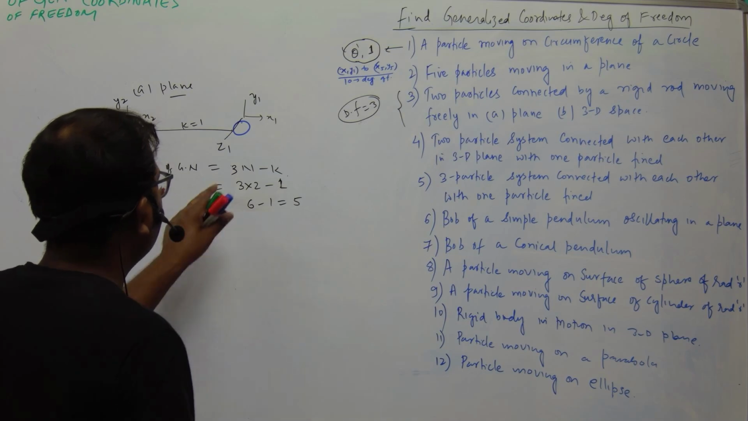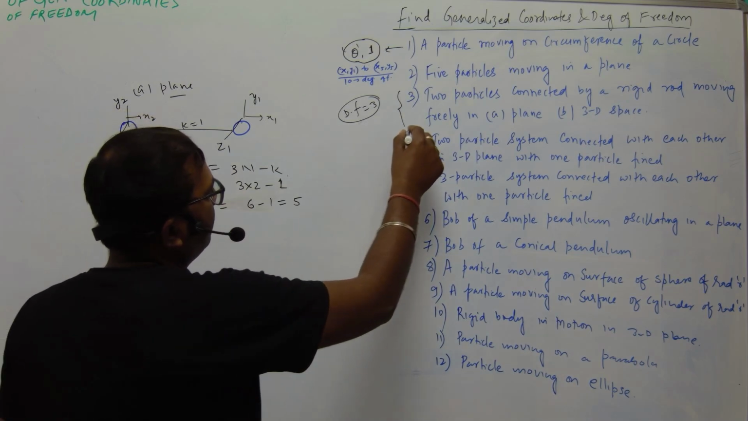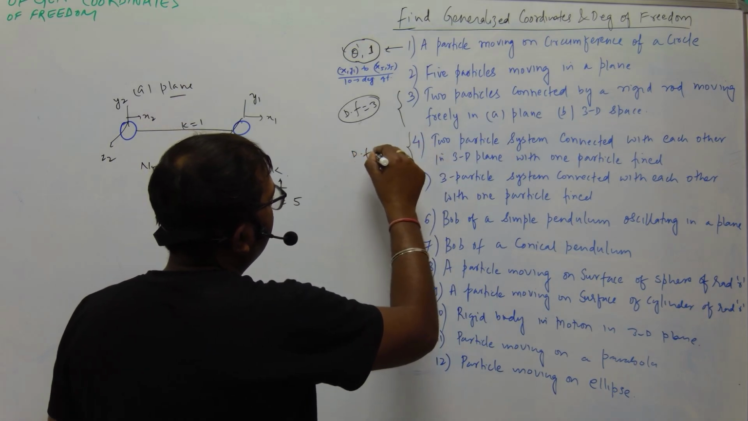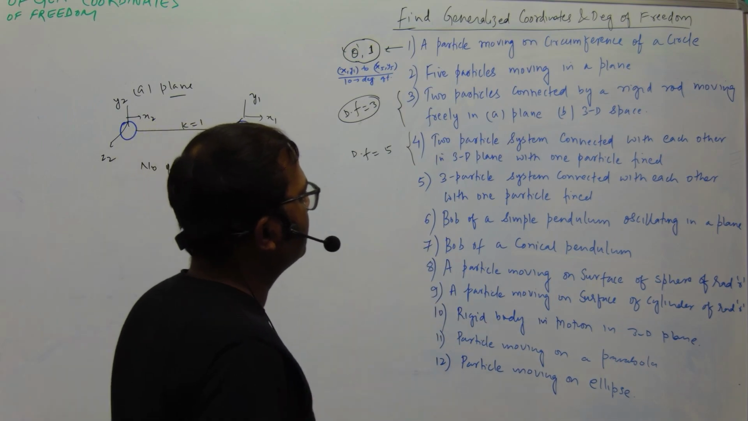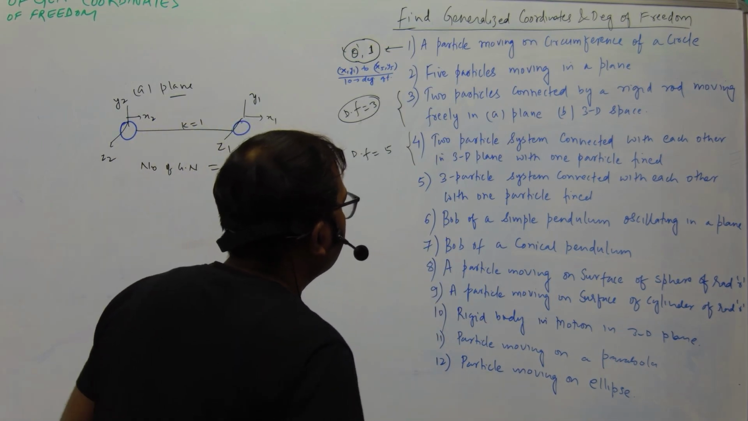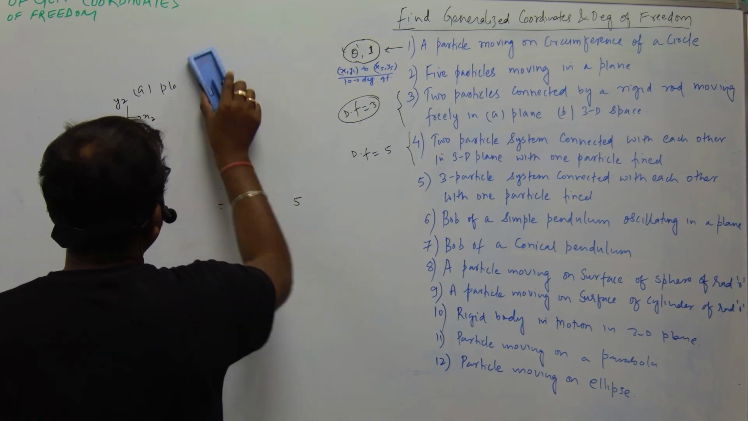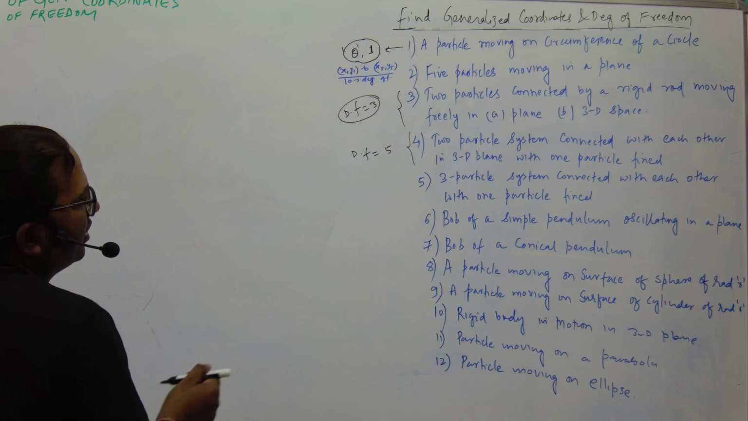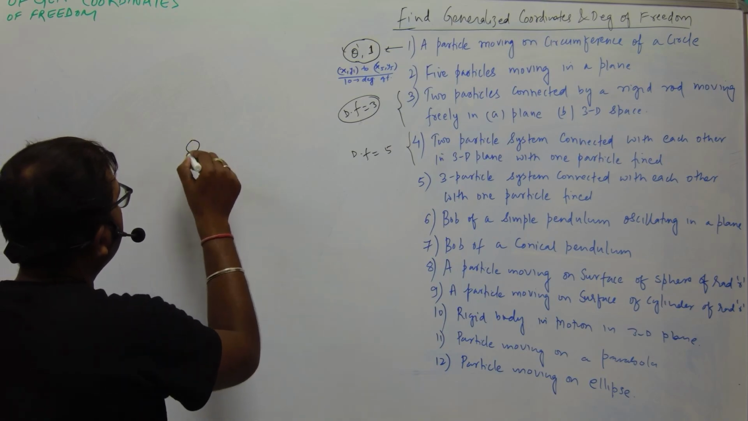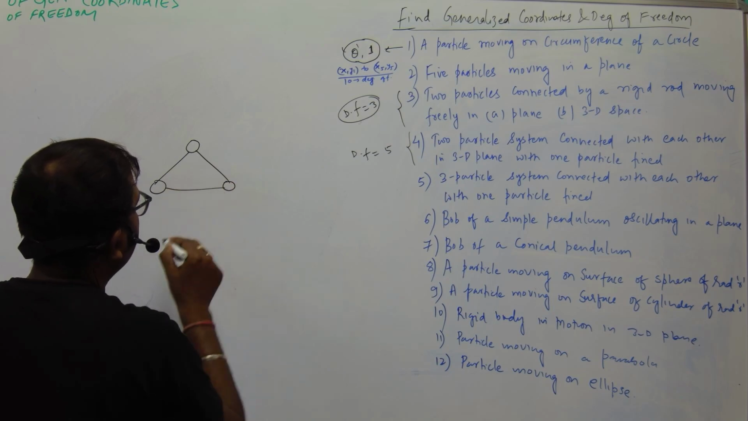Okay, so 3n minus k is the number of generalized coordinates. So the degrees of freedom will be 5 here. Degrees of freedom is equal to 5 and the number of generalized coordinates is 5 here. Three particle system connected with each other with one particle fixed. How can we find this? Three particle system connected with each other with one particle as fixed.